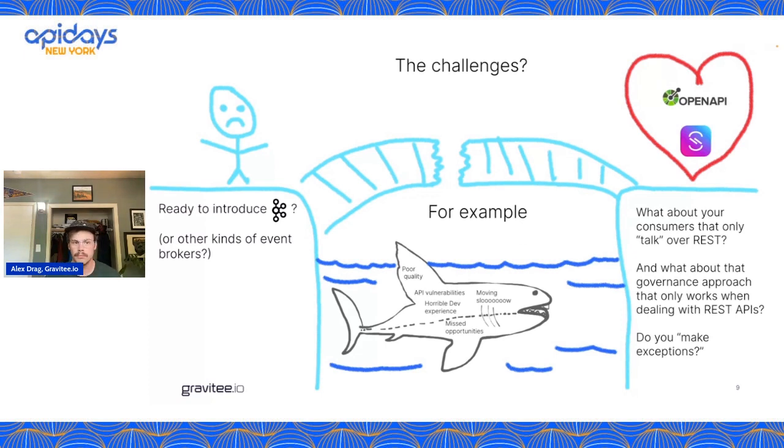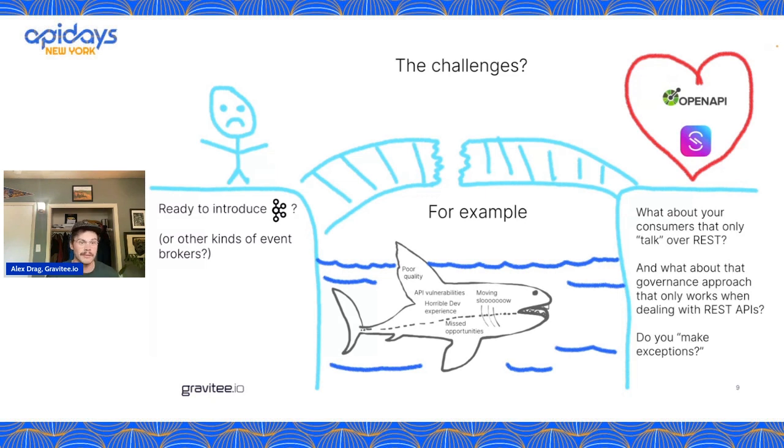right? So maybe you're ready to introduce Kafka, or you want to introduce Solace or Confluent, or maybe you have an IoT use case and you want to start implementing MQTT, right? And exposing those sorts of resources to folks. But this can be a problem, right? Because those folks that you want to expose this information, these APIs to, what if those consumers' applications, those client apps can only talk over REST, right?